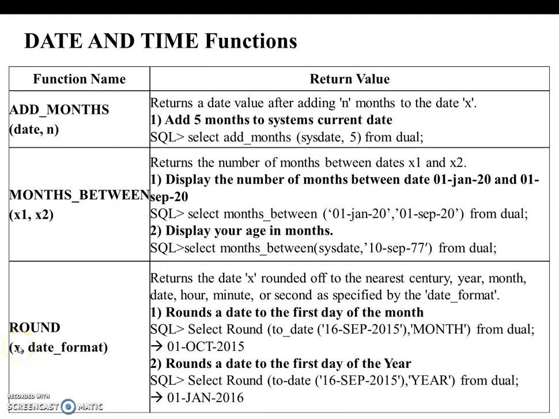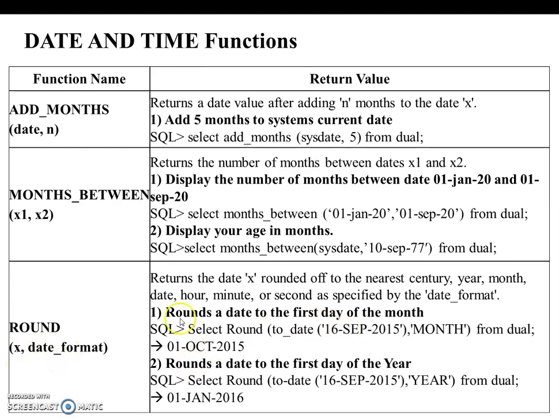Next one is the round function. The round function is used to round a date to a particular given format, and that date format can be given in terms of month, year, like that. Like the round function can return the nearest integer value, similarly this round function will find out which is the nearest value to this given date.